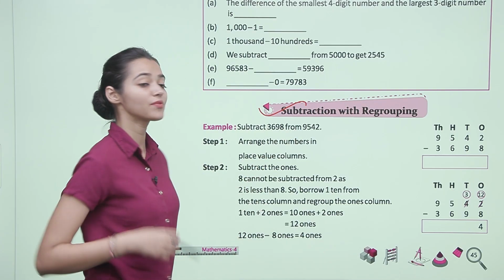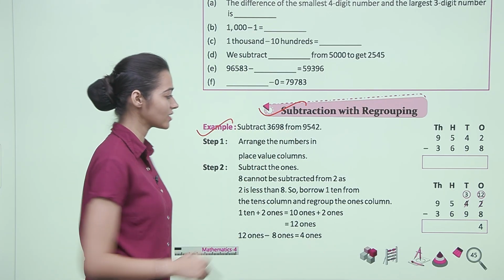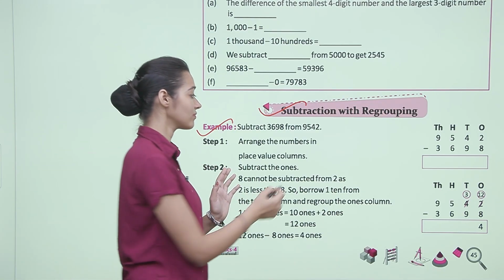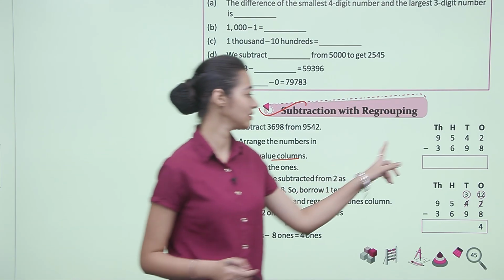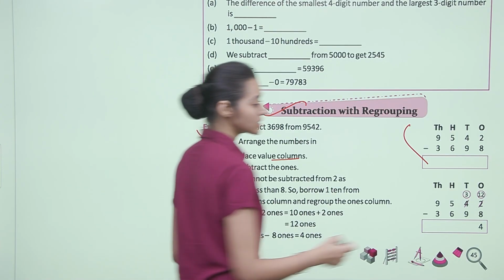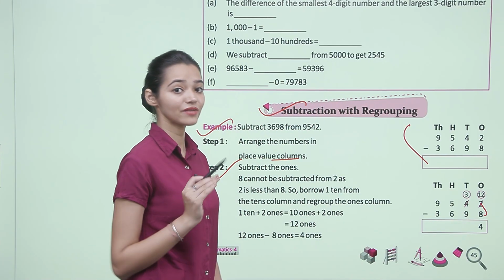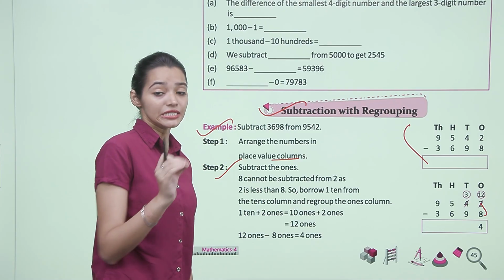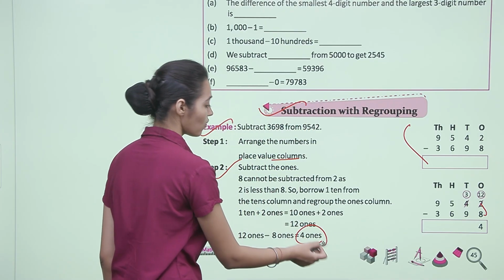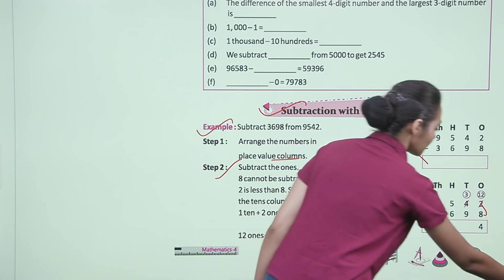Now next is subtraction with regrouping. Let's understand it better with the help of our example. We have to subtract these numbers. Firstly, in step 1, we will arrange the numbers in the place value column like this. After that, we will subtract the ones. While subtracting the ones, 2 minus 8, not possible. Then we will regroup and carry 1 from the tens column. It becomes 12. 12 minus 8 is 4.